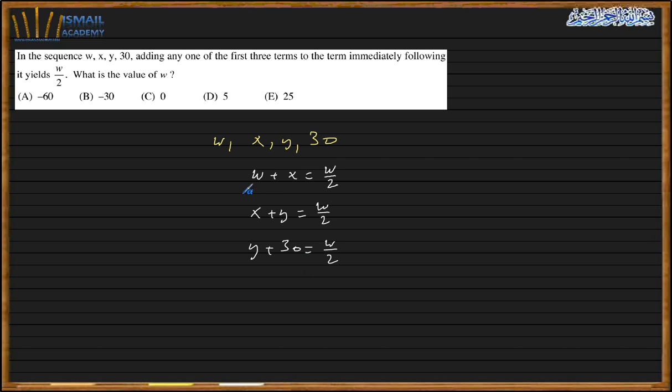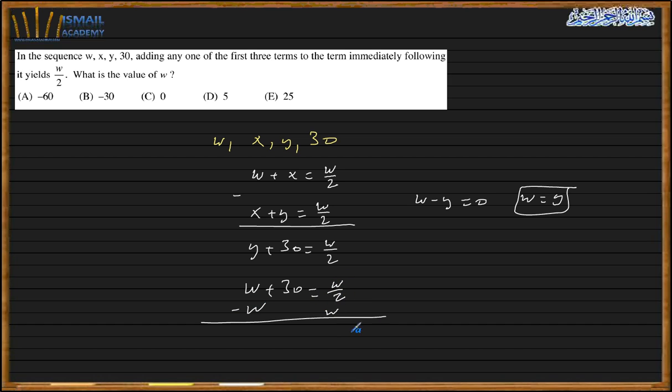So here what I do is elimination. If I subtract this from this, I will have W minus Y equal to 0, which means that W equals Y. So if I substitute Y by W here, I get W plus 30 equals W over 2. So minus W both sides. I get 30 equals minus W over 2. Multiply by minus 2 both sides. So W will be minus 60. So A is my answer.